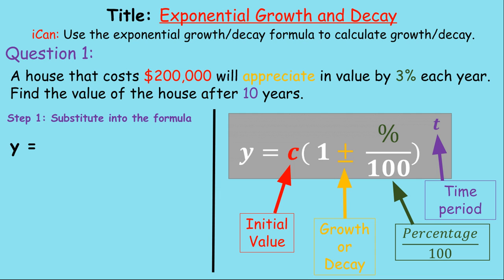So we've got y equals, what is my initial value? Well, it's 200,000. Next we've got our 1, and it's a plus because we've got appreciate, that's a word for growth. Next, we're going to divide our rate of change in percentage by 100 to get it to a decimal. That's 3% each year. And then we put it all to the exponent of 10, to the power of 10, because we've got 10 years, and years is our time period.